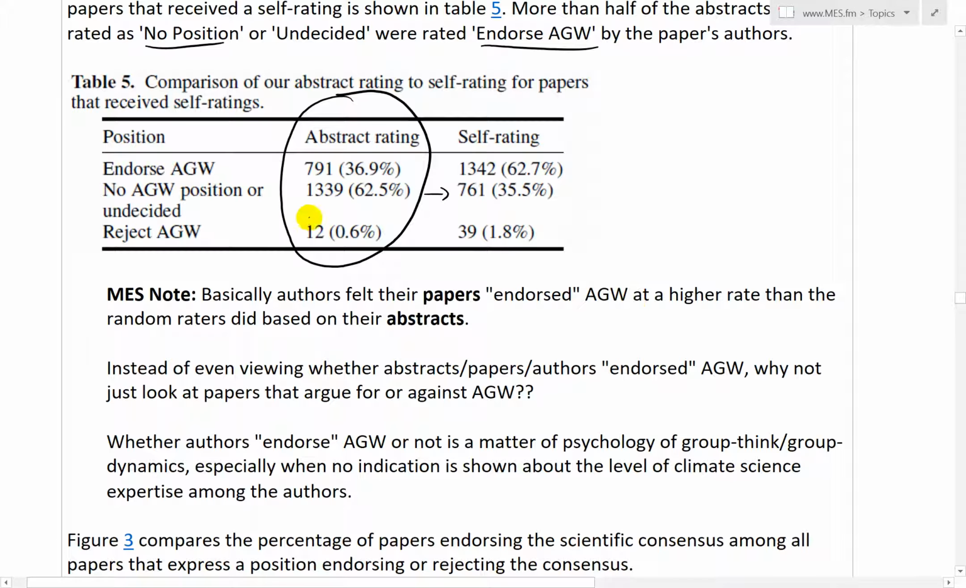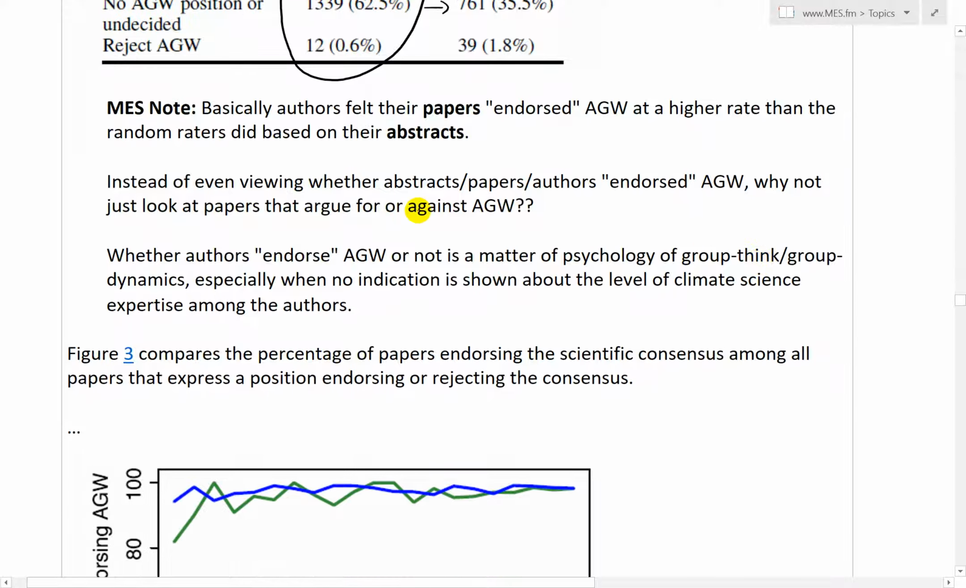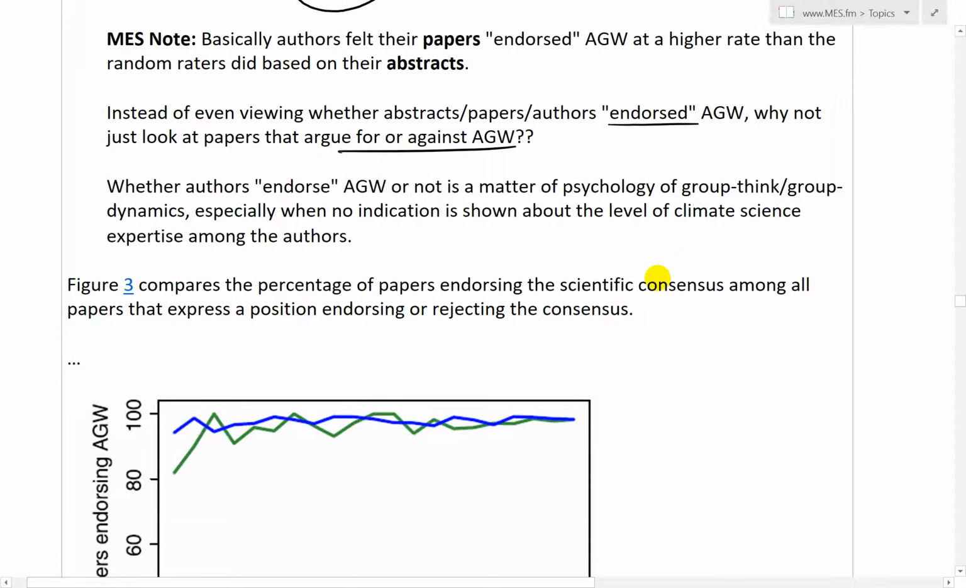So, note basically: authors felt their papers endorsed AGW at a higher rate than the random raters did based on their abstracts. Instead of even viewing whether abstracts, papers, or authors, quote, endorsed AGW, why not just look at papers that argue for or against AGW? This is what I've been stating many times in this video. Whether authors endorse AGW or not is a matter of psychology. This is the important thing I want you to understand after watching this video.